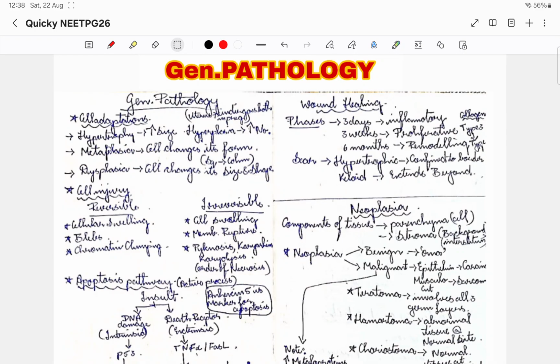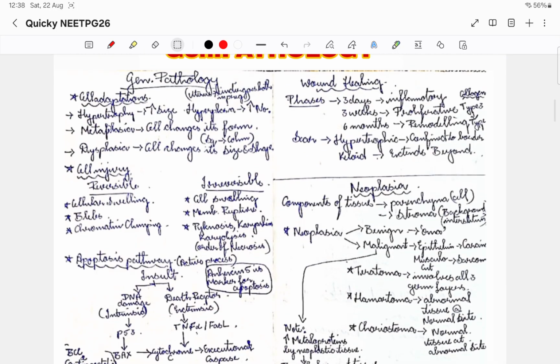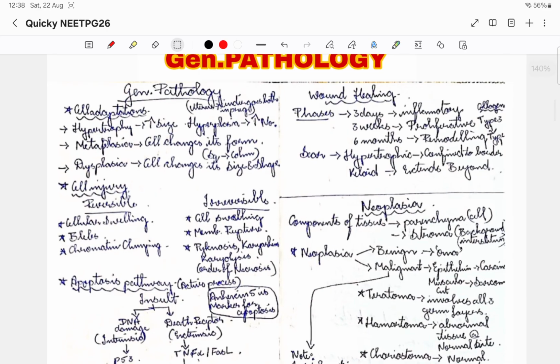So we'll be discussing the cell and its cell pathology. Then we'll go for neoplasia, that is the cancers. What are the general pathologies that we can see in cancer, we'll discuss here. And systemic cancers and systemic neoplasia we'll discuss in those particular systems. Okay, so we'll start with general pathology.